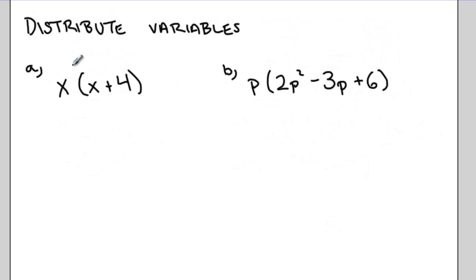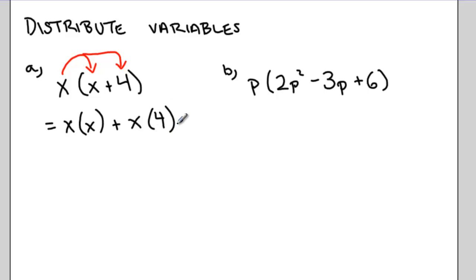We can also distribute variables the same way we distribute numbers. So multiplying in question A, x into the brackets, I get x times x plus x times 4. And here I would use my laws of exponents to rewrite that as x squared plus 4x.